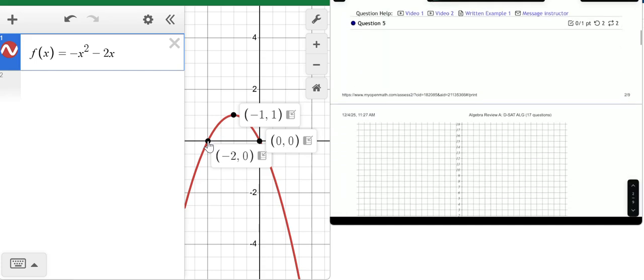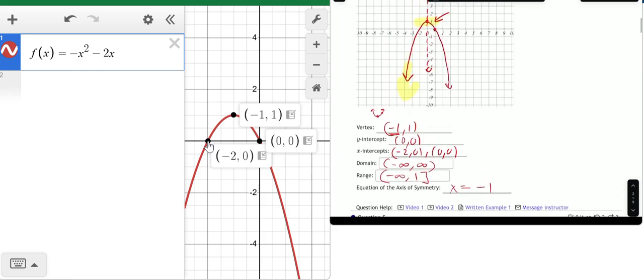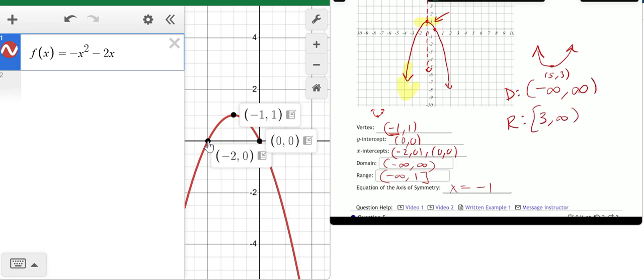But it depends on whether it opens up or down, right? Nope, even if it opened up, the domain is still negative infinity to infinity. But the range now, like if this was the point, let's say 5, 3, where this is 3, now it would be 3 to infinity for the range. But the domain still is negative infinity to infinity.